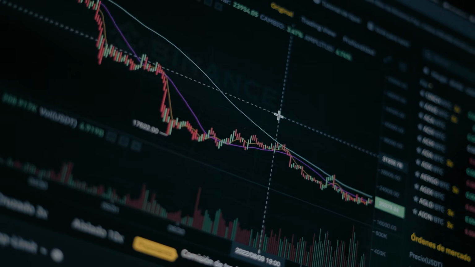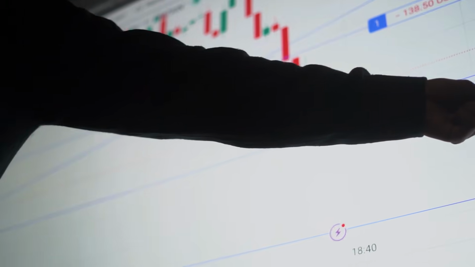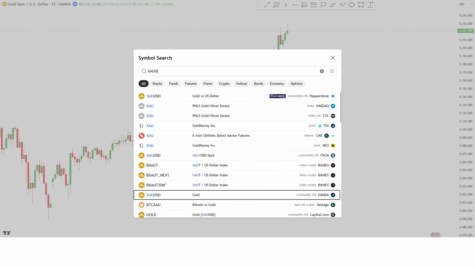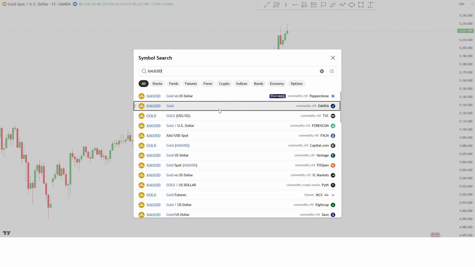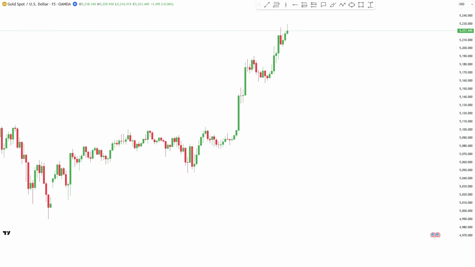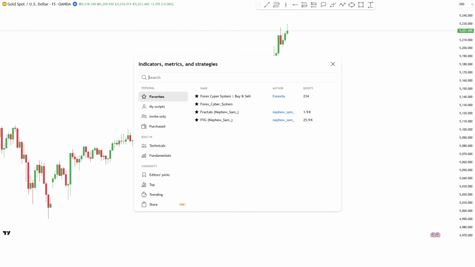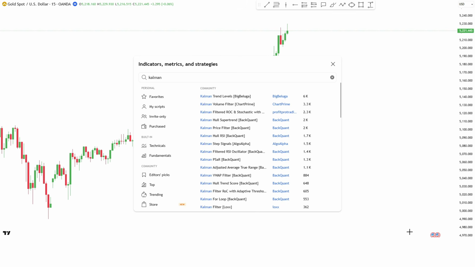While it requires patience, the signals are remarkably precise. The setup is on gold, XAU/USD, on the 15-minute time frame. Indicator: Kalman Trend Levels with adjusted settings.